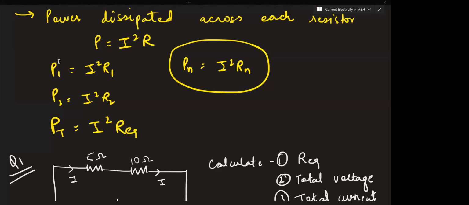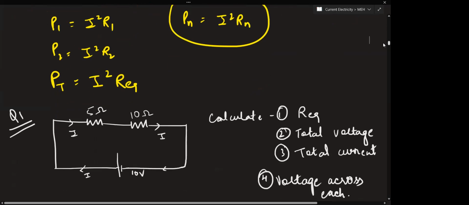Dissipated means loss. Whenever there is a loss, in physics, that is usually written as dissipated. Like we say frictional force is a dissipative force. That means it is a wasteful force, in the sense that whenever frictional force occurs, there is a loss of heat energy. So we call it a dissipative force. So power dissipated means power loss across each resistor.